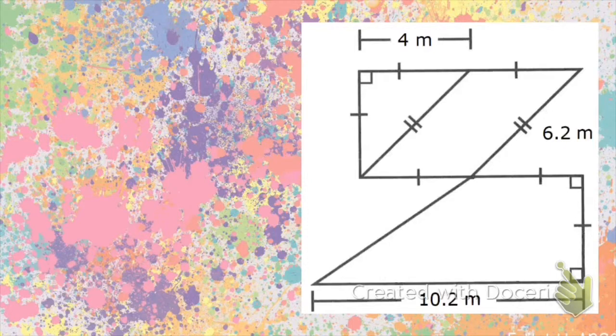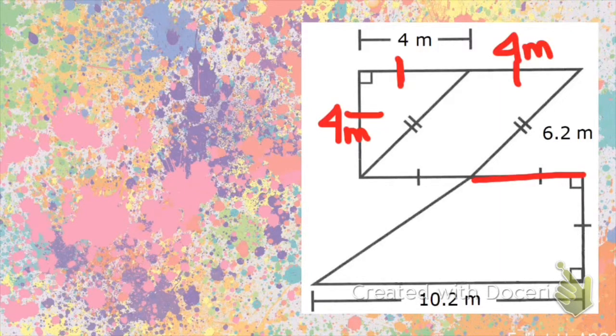This one's a little funky, and I wanted to show it to you because of all these amazing congruency marks. Anything with this single line right here is going to tell me that that's 4. So I know this is 4 meters. I know from here to here is 4 meters. Anything even down here I know is 4 meters. So I'm going to use these congruency marks to help me along the way.